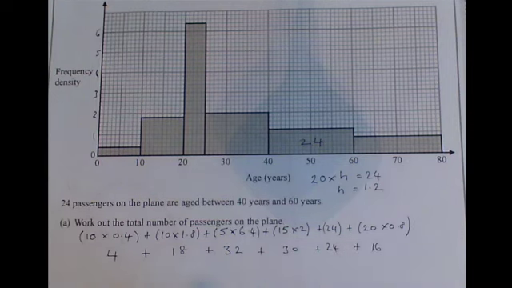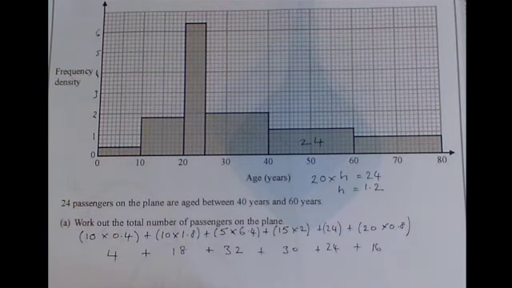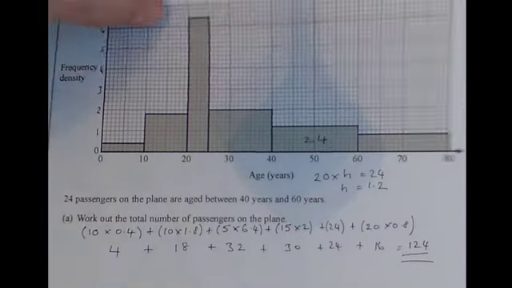So if I add that all up, I'm going to get 22, 54, 84, 108. Looks like 124 to me, but I'm going to check that on my calculator. Okay, and yes, it's right, 124. So I reckon that this histogram tells me there's 124 passengers on this aeroplane.